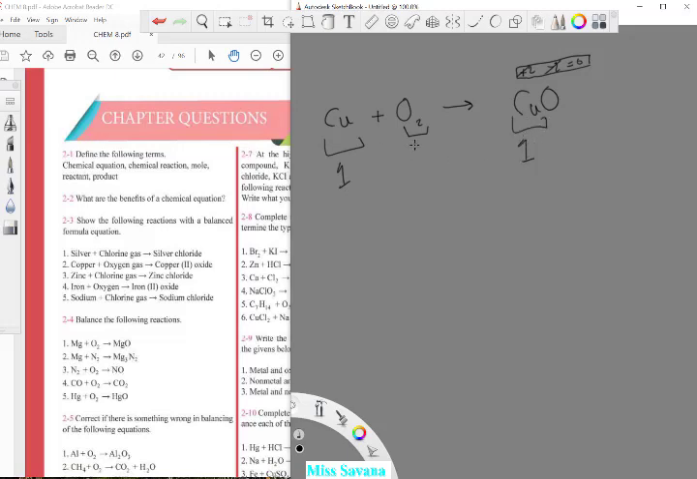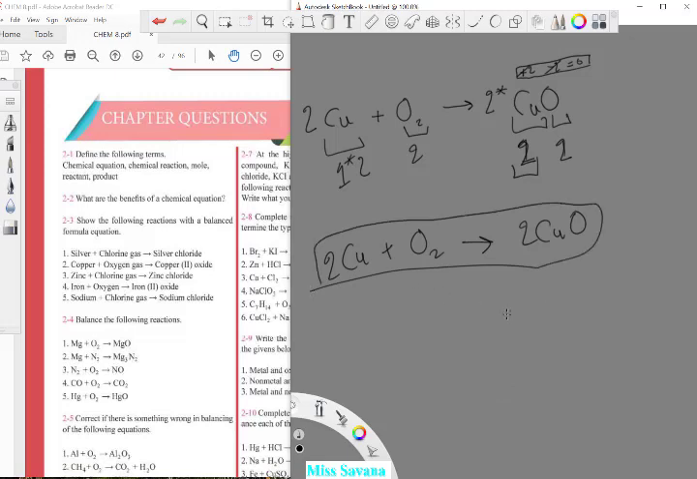This one is 2 and this one is 1, so I'm not happy. So what should I do? I multiply the whole thing by 2, so this one will be 2 and this one will be 2, so I need to multiply this also by 2 in here. So now I have a balanced chemical equation. So actually 2Cu will unite with 1O2, so you will have 2CuO. This is the balanced chemical formula for making copper oxide. Okay, so moving on to the next one.